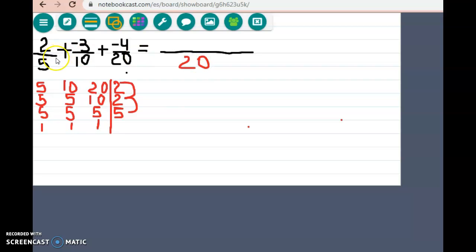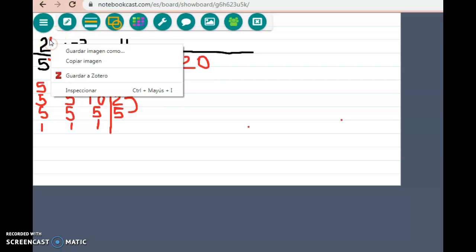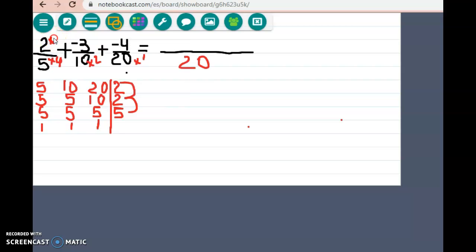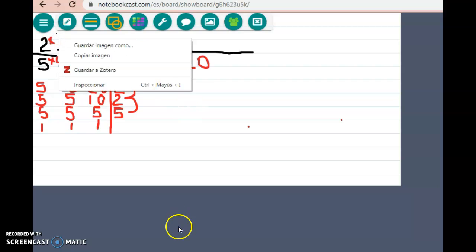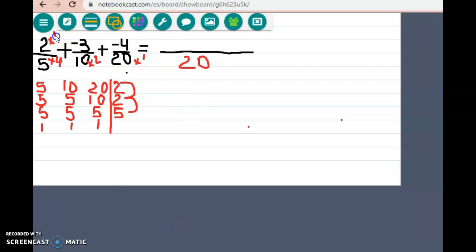After that, we're going to look for a number that multiplied by 5 gives us an answer of 20. 5 times 4, 20. Then 10 times 2, 20. And 20 times 1, 20. So now we're going to multiply this times 4, times 2, times 1. Okay, now we're going to start with the process.